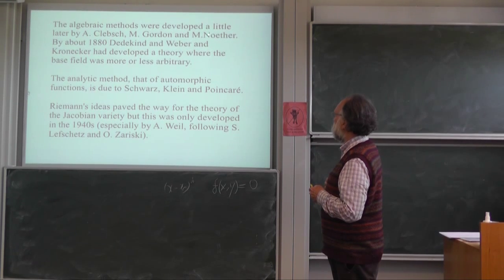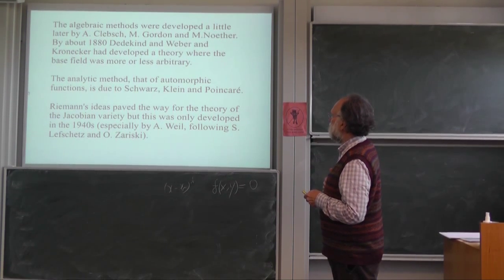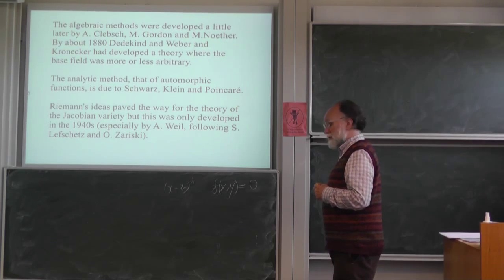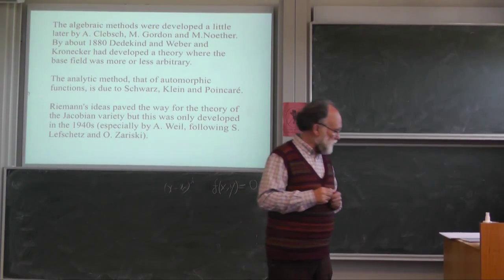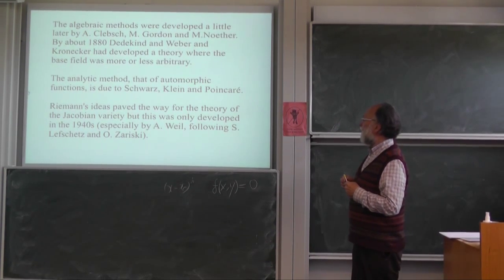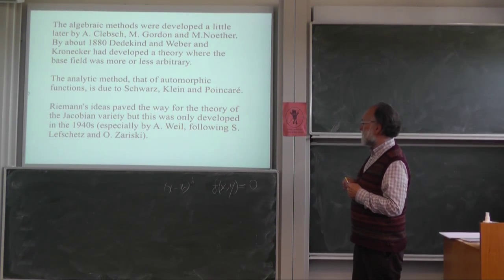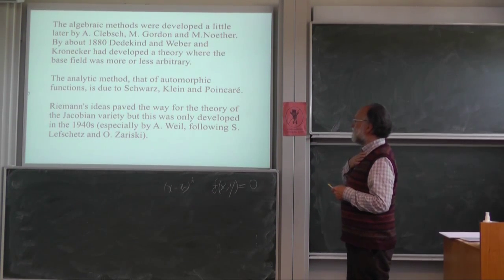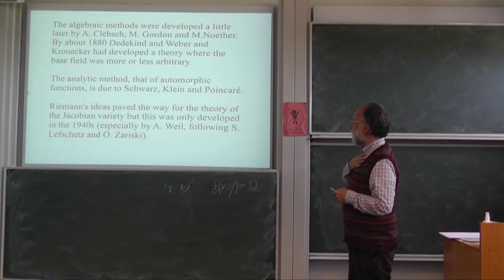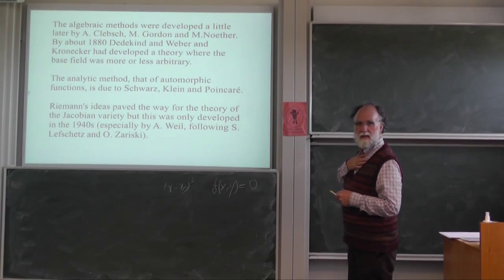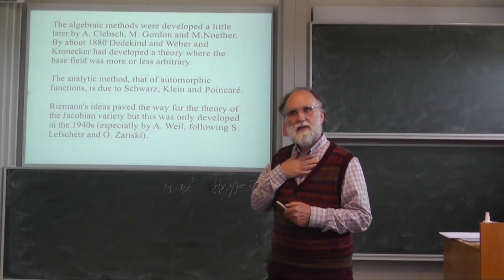By Gordan and by Max Noether, and by about 1880, Dedekind and Weber on one hand and Kronecker on the other hand had developed essentially a theory of algebraic curves, which is so algebraic that you didn't really need an algebraically closed ground field. Unfortunately, the next developments took 45 years after that, and they were done by Artin. When was the Jacobi part of Abel-Jacobi proven?